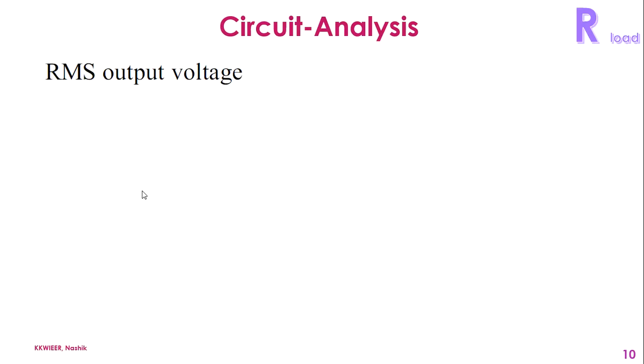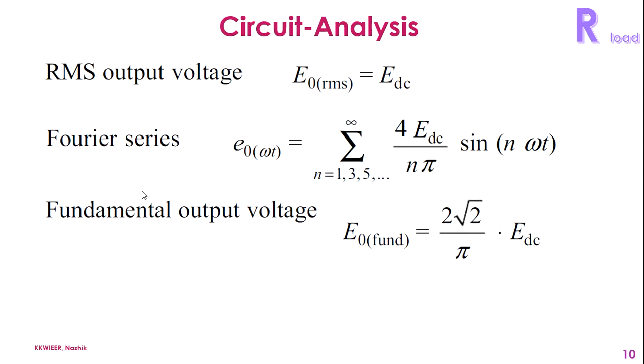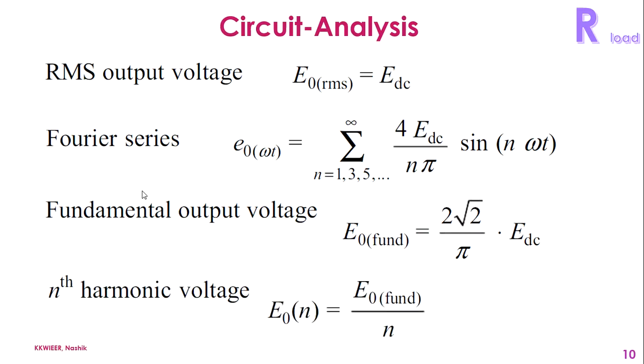Regarding circuit analysis, the RMS output voltage is given by E0 RMS equal to EDC. The Fourier series is given by this expression: summation of 4 EDC by n pi sin n omega t. The fundamental output voltage is given by 2 root 2 by pi into EDC, that is the DC voltage, and the nth harmonic voltage is given by E0 fundamental upon n.